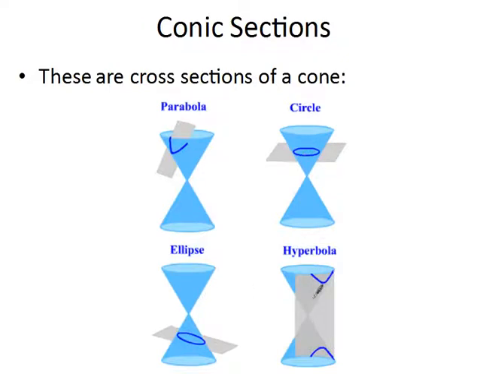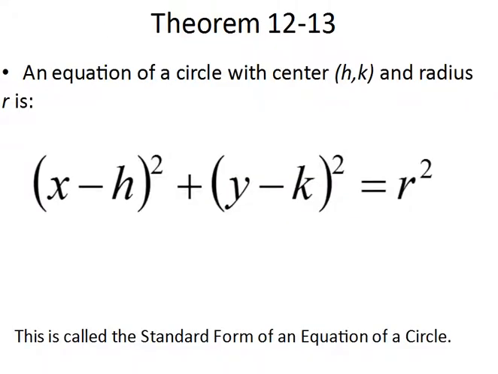The other 3 you'll see possibly in an Algebra 2 class or possibly a trig class. The parabolas are the U-shaped things. An ellipse is an oval, and a hyperbola is a double parabola, basically. The only one we're going to do in geometry is a circle. So, some basic stuff here.